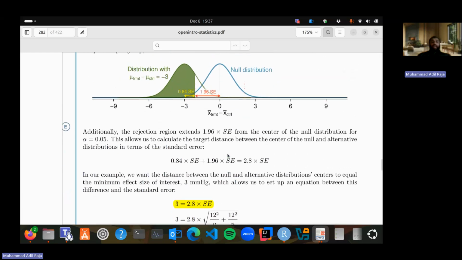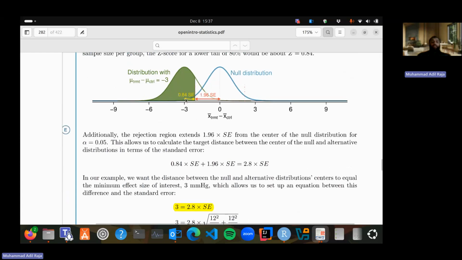Now the thing is that this length plus this length is 0.84 times SE plus 1.96 times SE. If you add 1.96 to 0.84, it comes out to be 2.8 times SE. So this is basically the length in terms of standard errors, 2.8 times standard error, the length from here to here and here to here.